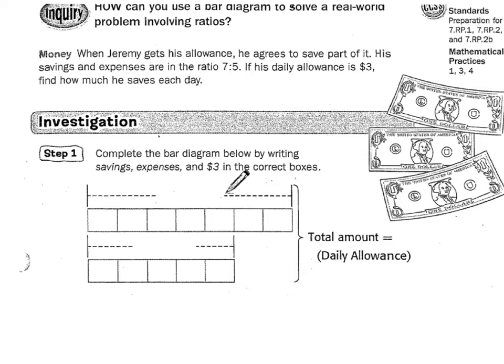All right, so we're going to use this bar diagram. We're first going to label what each bar represents. Complete the bar diagram by writing savings, expenses, and $3. So because we know that we're in a ratio of 7-5, the bar with the 7 pieces is our savings, and the bar with the 5 pieces is our expenses. And together, both of these pieces, savings and expenses, are at a value of $3. So both of them together are $3.